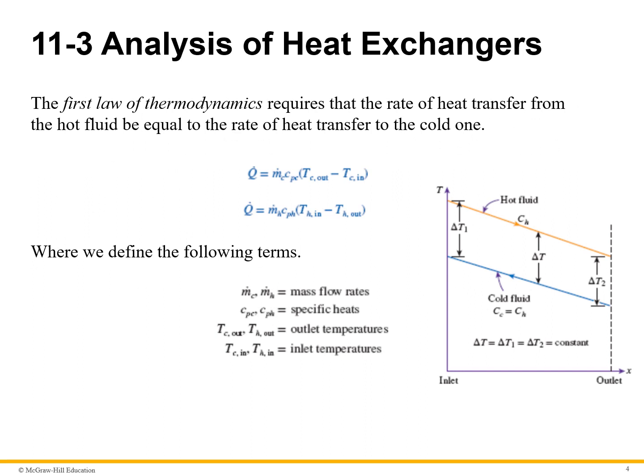The first law of thermodynamics requires that the rate of heat transfer from the hot fluid be equal to the rate of heat transfer to the cold one. So here in this picture, we have the hot fluid coming in and going out, and the cold fluid coming in and going out. So the cold fluid is heating up, and the hot fluid obviously is cooling down. So we can use the first law. It's the mass flow rate times the specific heat times the change in temperature difference. The Q's are the same for hot and cold fluid. The difference is obviously in the flow rates and the specific heats.